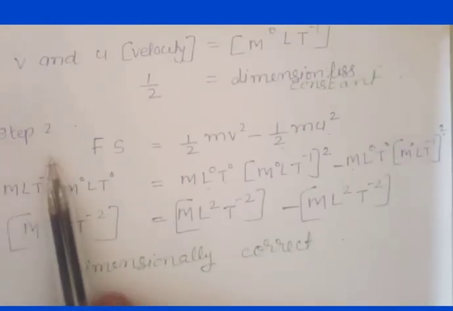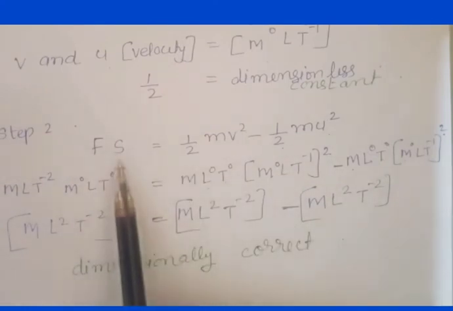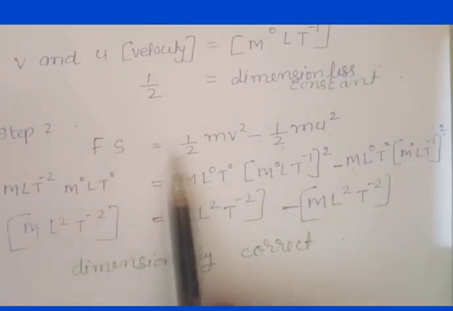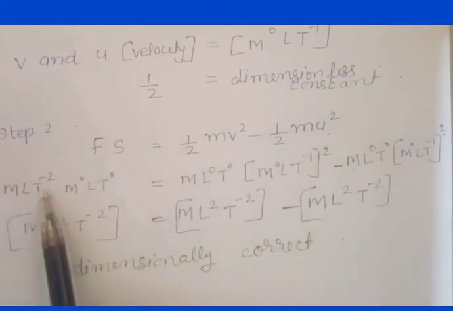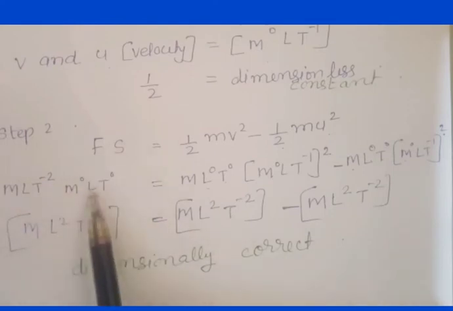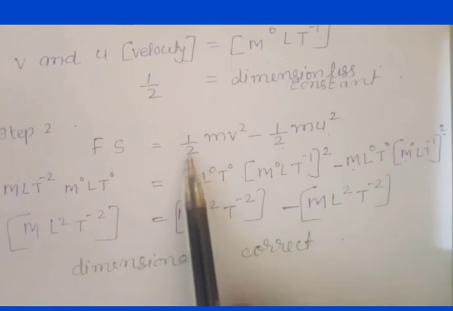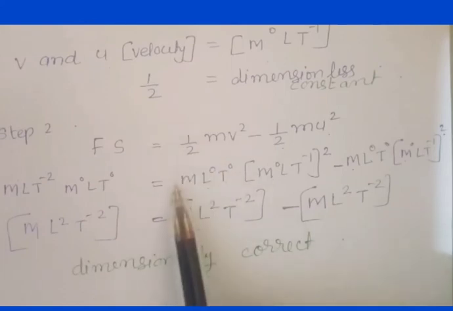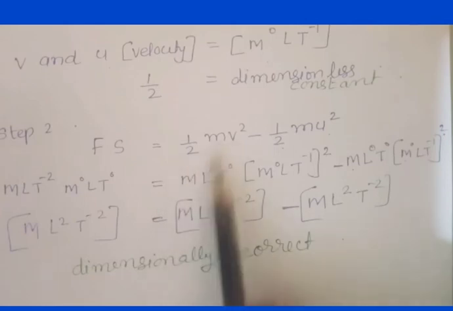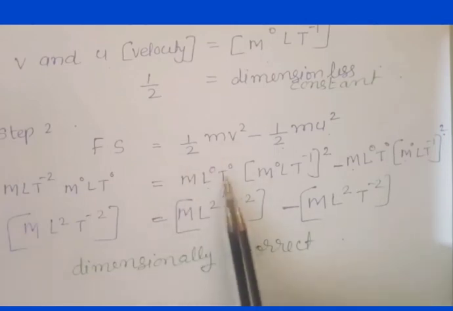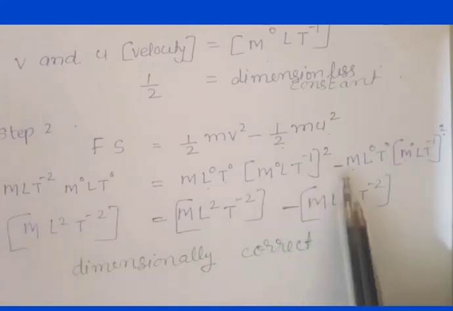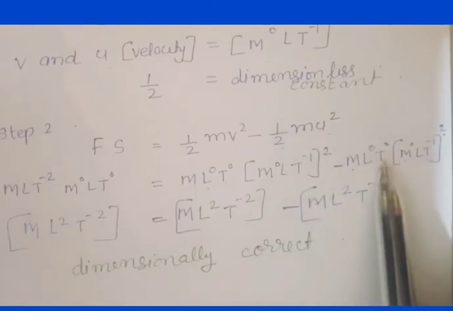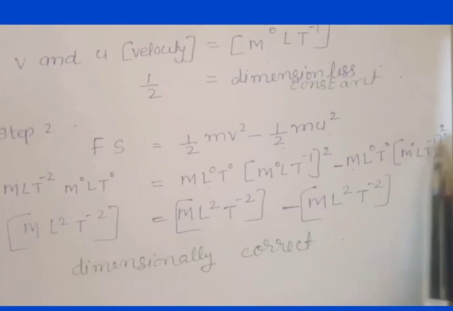We have to apply the principle of homogeneity. First you have to write the equation again. F is equal to half mv square minus half mu square. Then write the dimensions. F is M L T raised to minus 2. Then S is M^0 L T^0. Half is a dimensionless constant, so you have nothing to write here. Then M means M L^0 T^0. Then V square means M^0 L T raised to minus 1, the whole square. Minus M L^0 T^0. Then u square means M^0 L T raised to minus 1, the whole square.